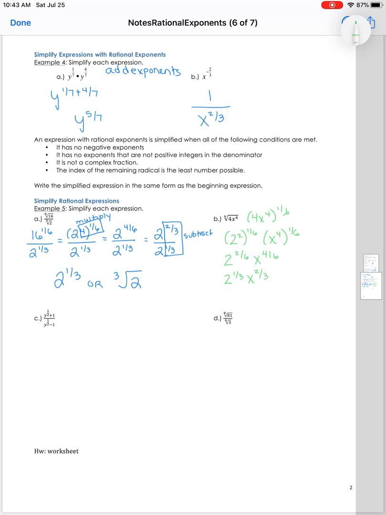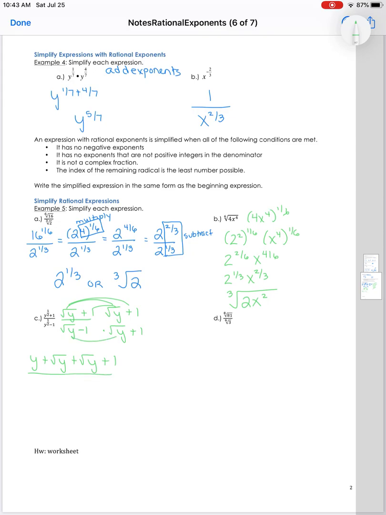All right, for the next one, we have 4x to the 4th, all to the 1/6 power. Let's break it down. 4 is 2 squared to the 1/6, x to the 4th to the 1/6. Now if I simplify, I get 2 to the 2/6, x to the 4/6, which is 2 to the 1/3, x to the 2/3. Now if I put this underneath a 3rd root, I have 2 to the 1st, and then I have 2 x's left over.